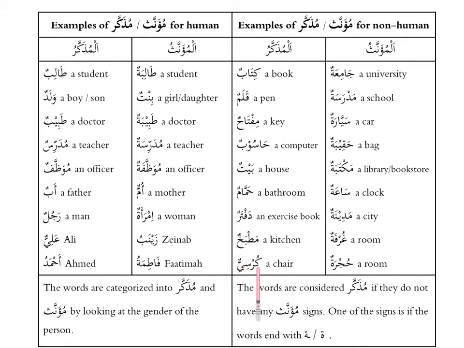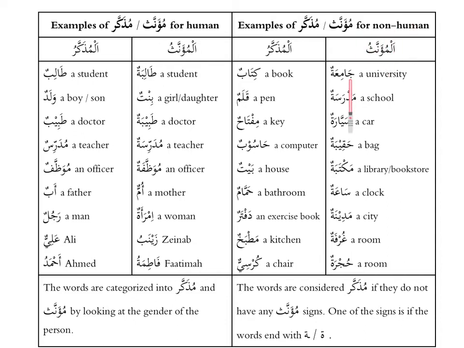And finally, kursiyun. Kursi, a chair. A kursi is also a muzakkar word. Okay, so these are the examples of muzakkar words. And now we look at the examples of mu'annas words for non-human.